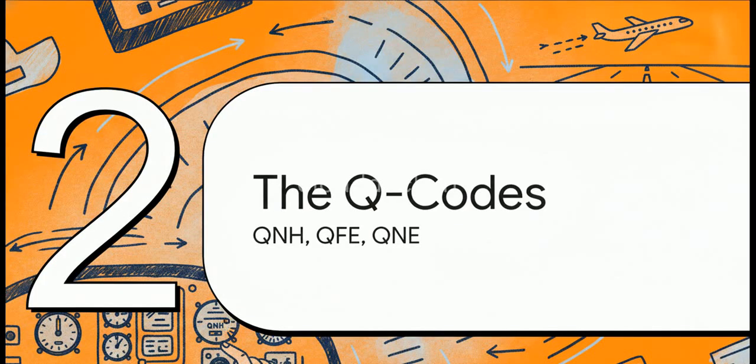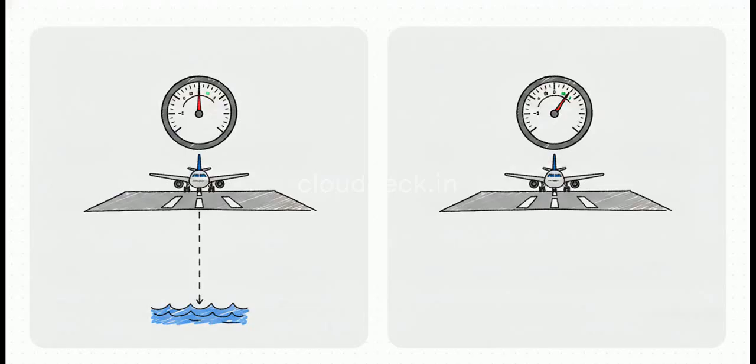Moving on to Section 2, the Q codes, QNH, QFE, QNE. All right, physics lesson over. Let's step into the cockpit on the runway and set up our altimeter using something called Q codes. These are just standard universal pressure settings used by pilots and air traffic control all over the globe. The absolutely crucial point here is knowing the difference between QNH, which is the local station pressure reduced to mean sea level, and QFE, which is measured exactly at the aerodrome datum level.